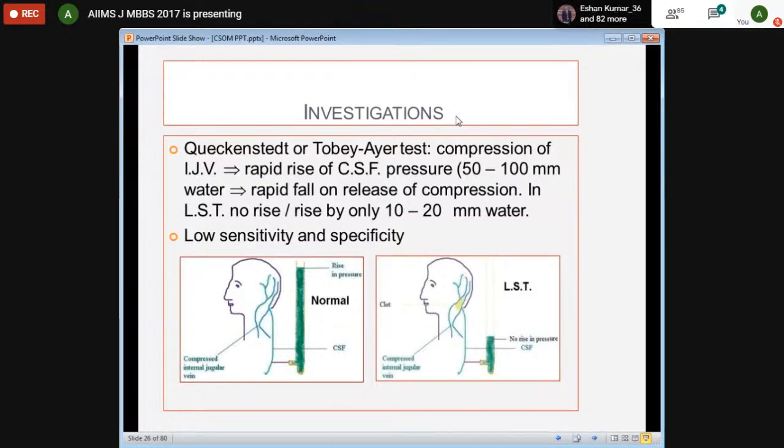Similarly, there is one more test that is known as Crowe-Beck test. In the Crowe-Beck test, whenever you press the internal jugular vein, there should be engorgement in the retinal veins because of the back pressure. But in case of lateral sigmoid sinus thrombosis, this doesn't happen. In the retinal area, there is no engorgement of the veins whenever you press the internal jugular vein. That is a sign that is also known as Crowe-Beck test.